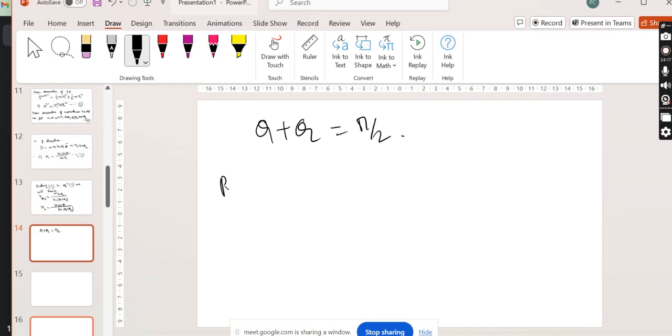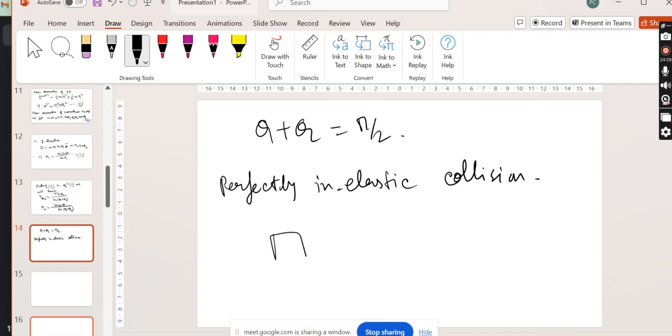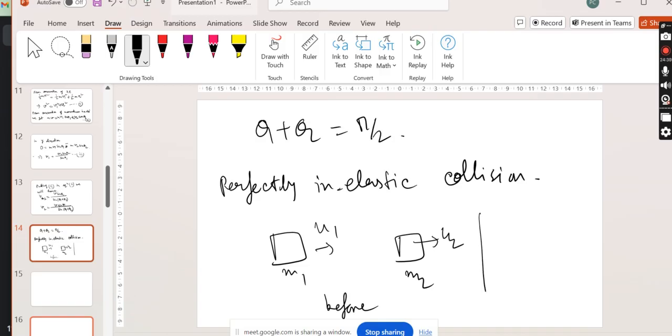And there is another thing called perfectly inelastic collision. For that, say this is M1 moving with U1, and this is M2, this is before. After the collision, both stick, M1, M2, and both are going with the same velocity V. This is called perfectly inelastic collision.